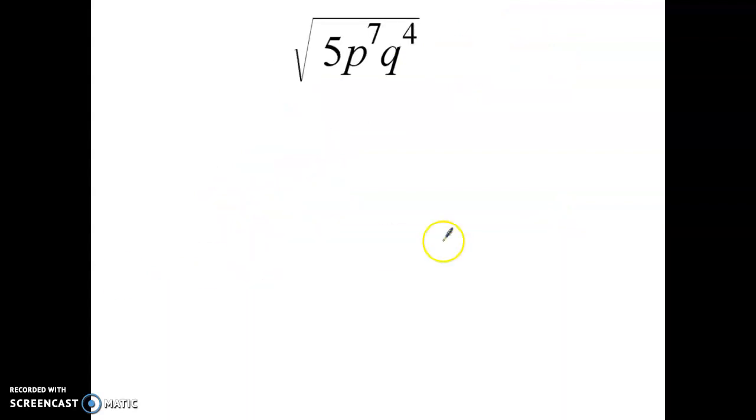All right, let's do one more. Okay, 5p to the 7th, q to the 4th. All right, let's look at that 5. Well, 5 is already prime. No factor tree, nothing to do there. But unfortunately, my goodness, poor 5. He keeps getting left in the house. There he is in the house.